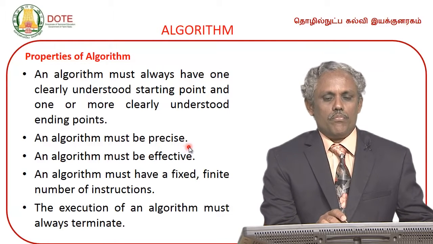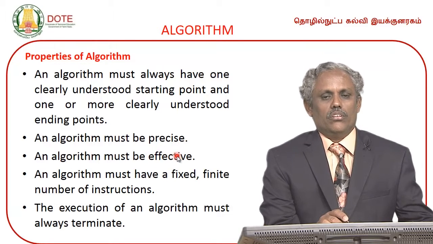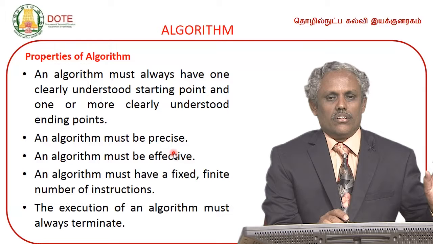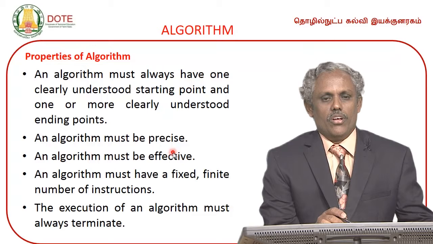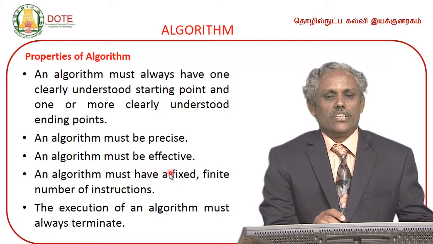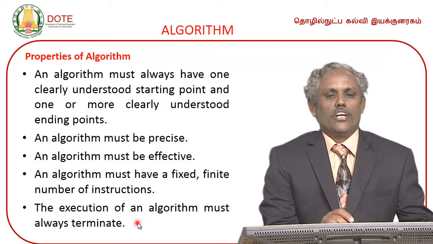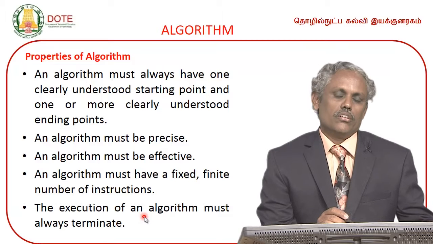An algorithm must be precise, it must be effective. Effective in the sense that it should be short and efficient. It should complete in a very short time, it should take very less time. So, the algorithm must have a fixed and finite number of instructions. The execution of an algorithm must always terminate. That means, it should complete in a finite amount of time, it should not be an indefinite process.